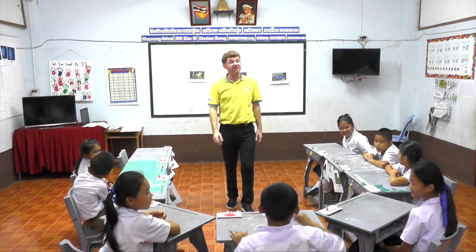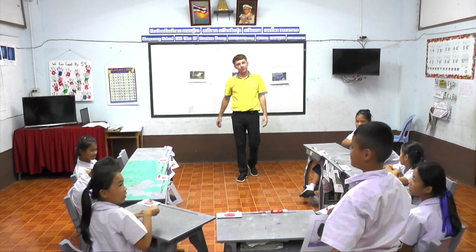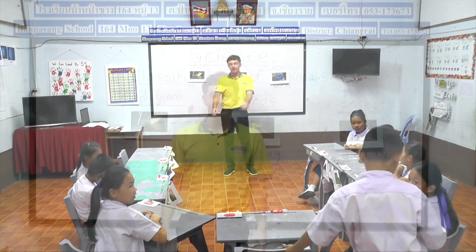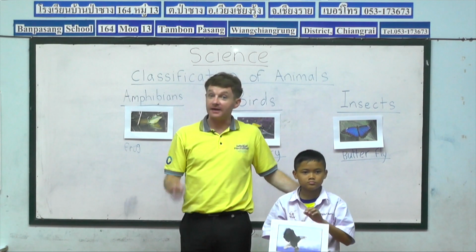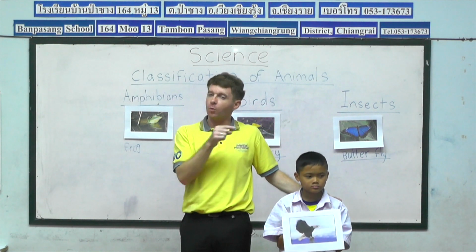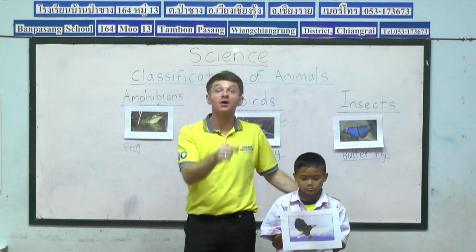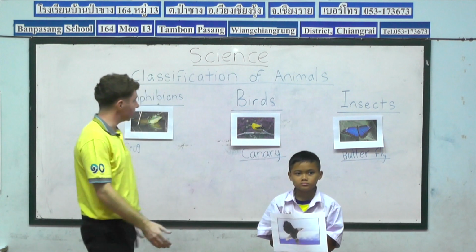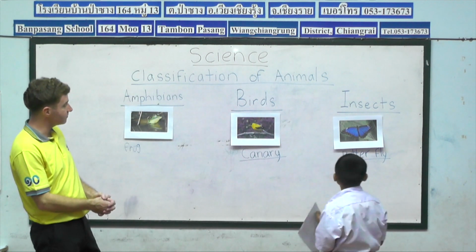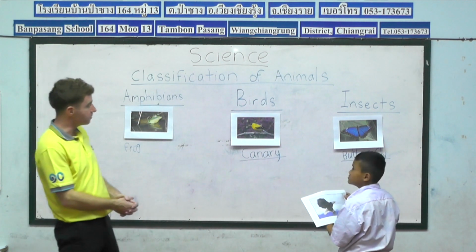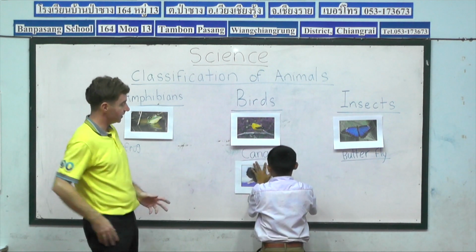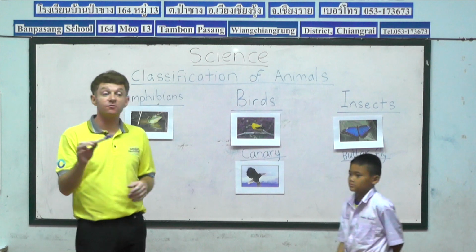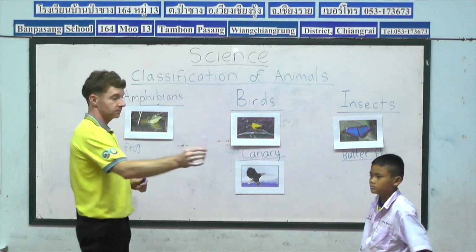And now the flashcard is with Chu. So Chu, bring your flashcard to the front of class. And let's see what animal is on Chu's flashcard. It's an eagle, correct. But what type of animal is an eagle? Eagle is a bird, yes. So Chu, can you pick your category for your eagle? A bird. Excellent, yes.